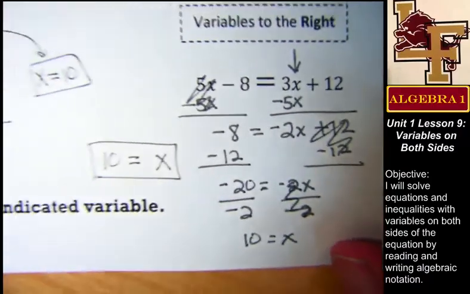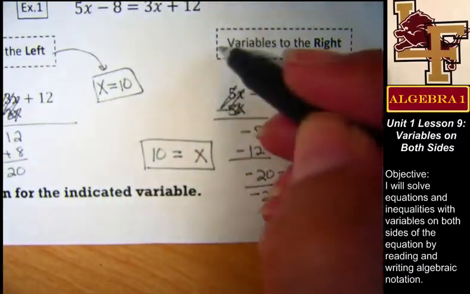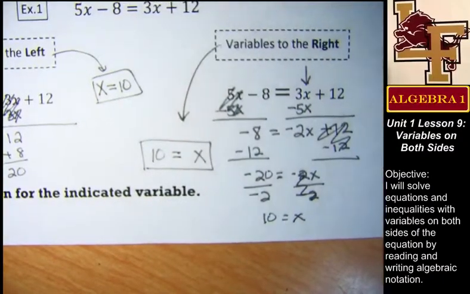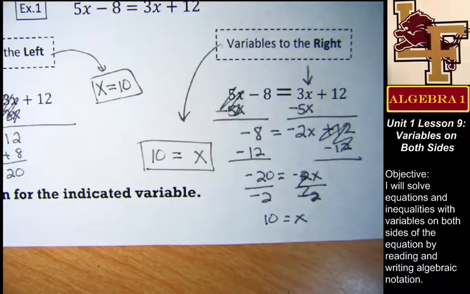Notice the value for x is the same. Just the statement that we're making looks a little different. There's no difference between these two. X equals 10, 10 equals x, totally the same thing. All right? It's just a direction thing. Cool?